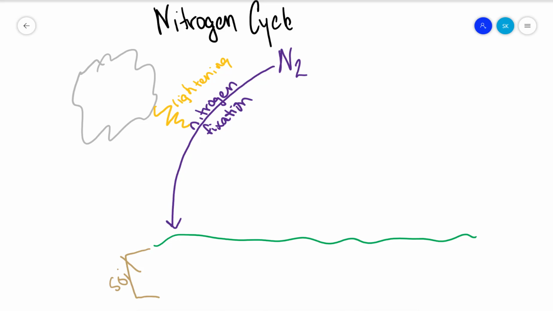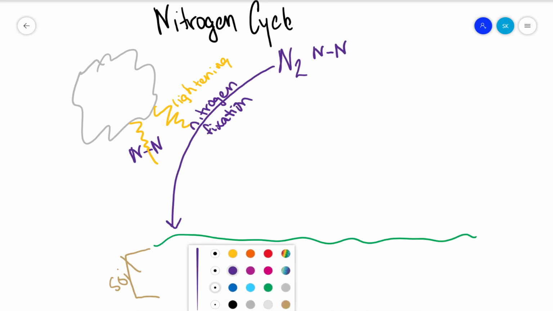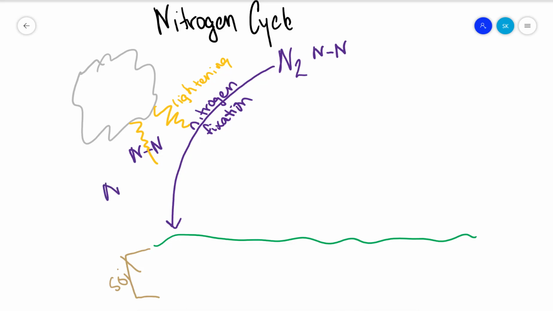bunch of energy. And this nitrogen is basically just two N's bonded together. So when the lightning hits it, when we have these two N's, the lightning comes and breaks these bonds in half. So now we just have these two N's floating about, right? Well, nitrogen does not want to be unbonded. It loves to be bonded.